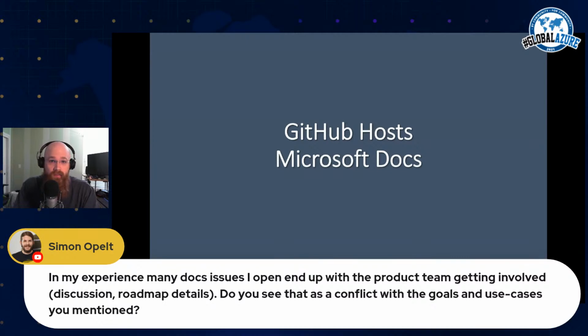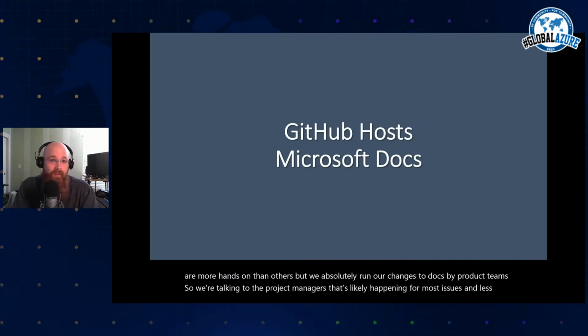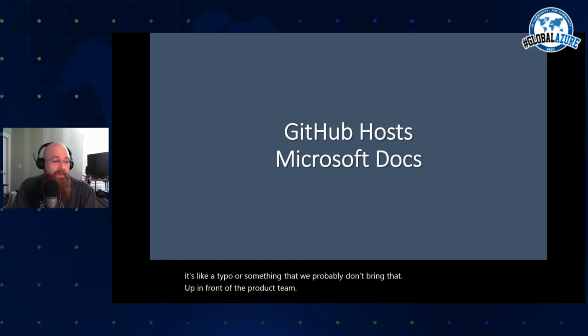So we're talking to the project managers. That's likely happening for most issues, unless it's like a typo or something that we probably don't bring up in front of the product team. Yeah. So absolutely, a lot of these things go in front of the product teams anyway. Any other questions? All right, we'll have plenty of time for Q&A at the end.